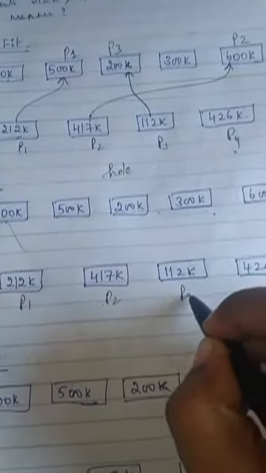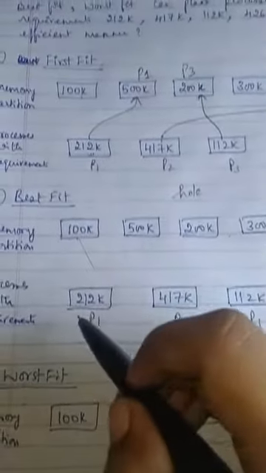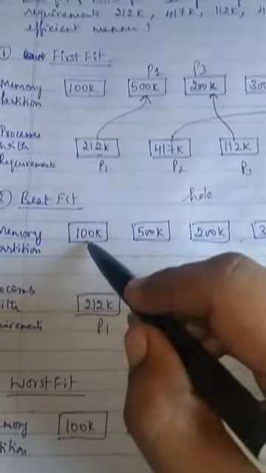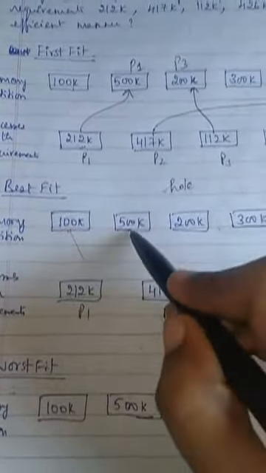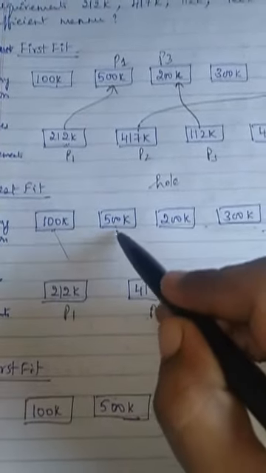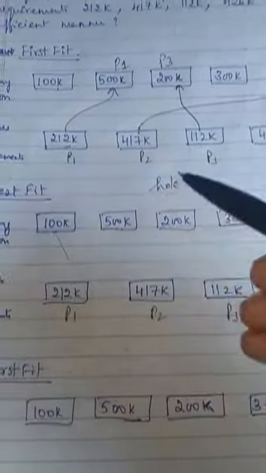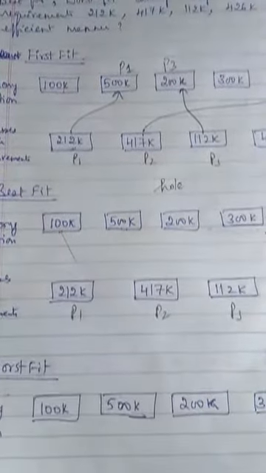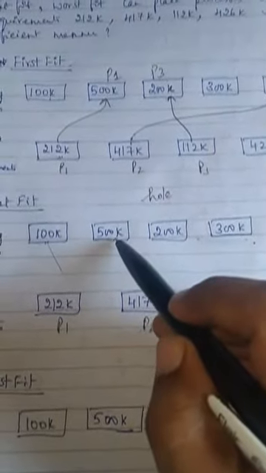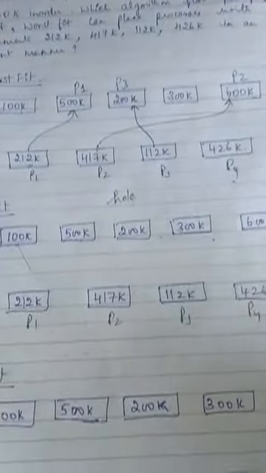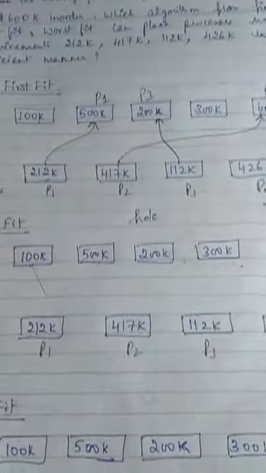We'll name them P1, P2, P3, P4. So you can see 212. You're checking here 100, you cannot place. 500, yes, you can place this 212 in 500. But the remaining you are getting is around 200 something, right? Some odd number of free space will remain. You just check other partitions also, wherein the remaining one will be less.